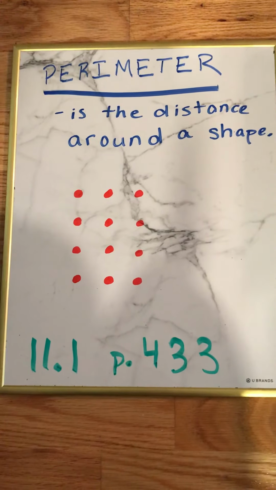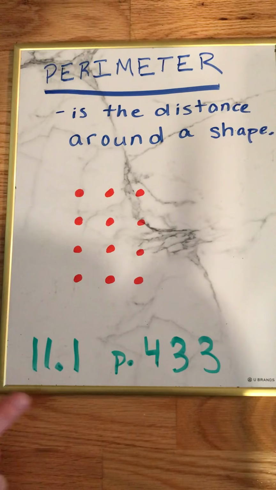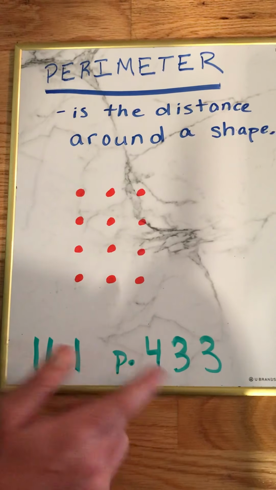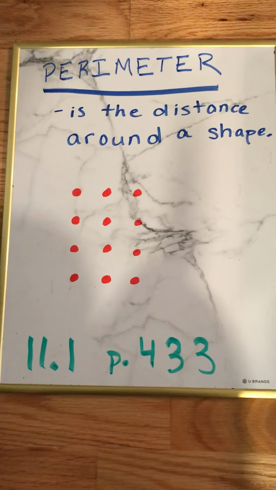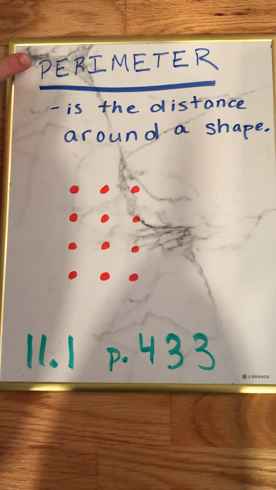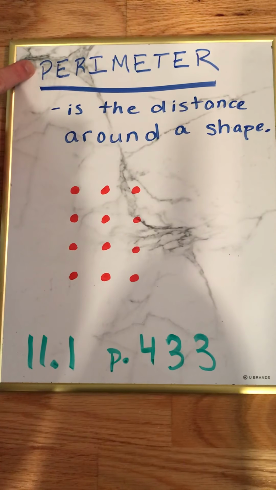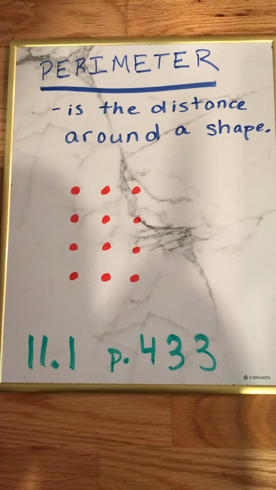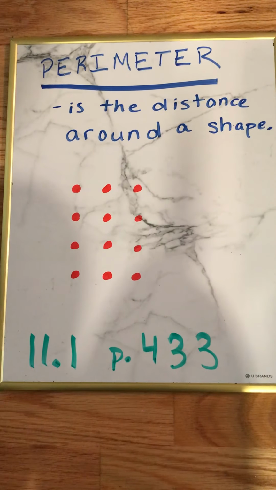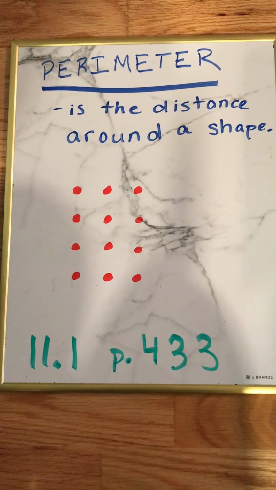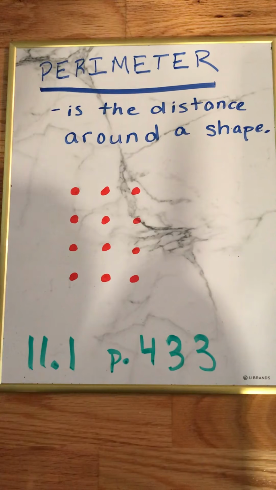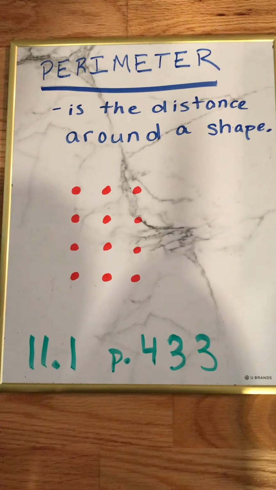So we are officially starting chapter 11. We're going to be doing the first lesson, 11.1, page 433. I know probably as soon as you clicked the link to this video, you were pumped when you saw this word. Read it with me: perimeter. Luckily for us, we did a lot of work with perimeter and area prior to working on Schoology, when we were actually in school. So I think it's really going to help you with this particular lesson.